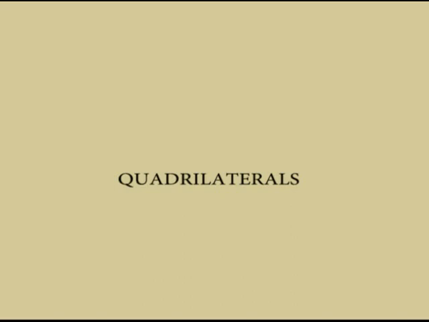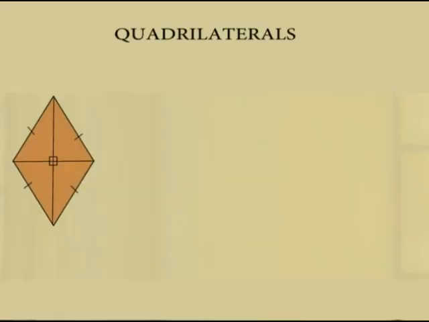Next, quadrilaterals. A four-sided polygon is called a quadrilateral. Quad means four and lateral means side. Quadrilaterals are given specific names depending on whether they have parallel sides or equal angles.